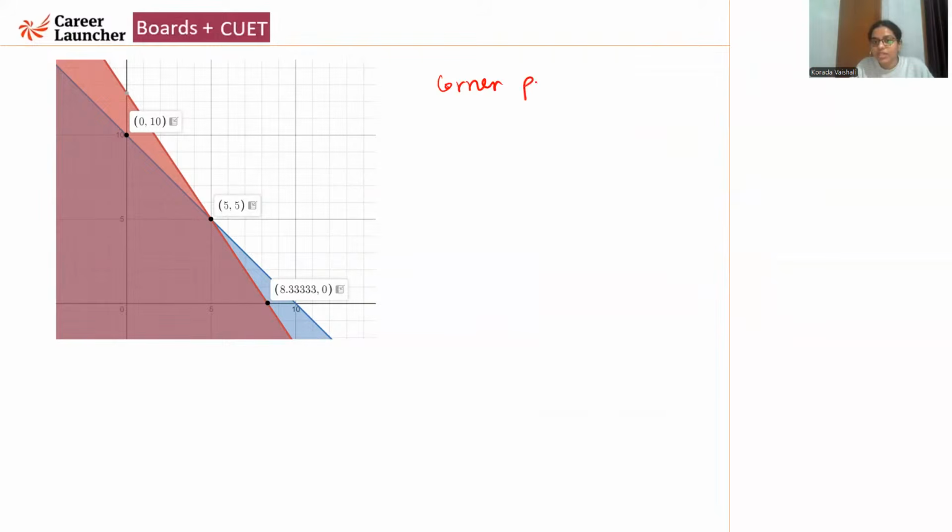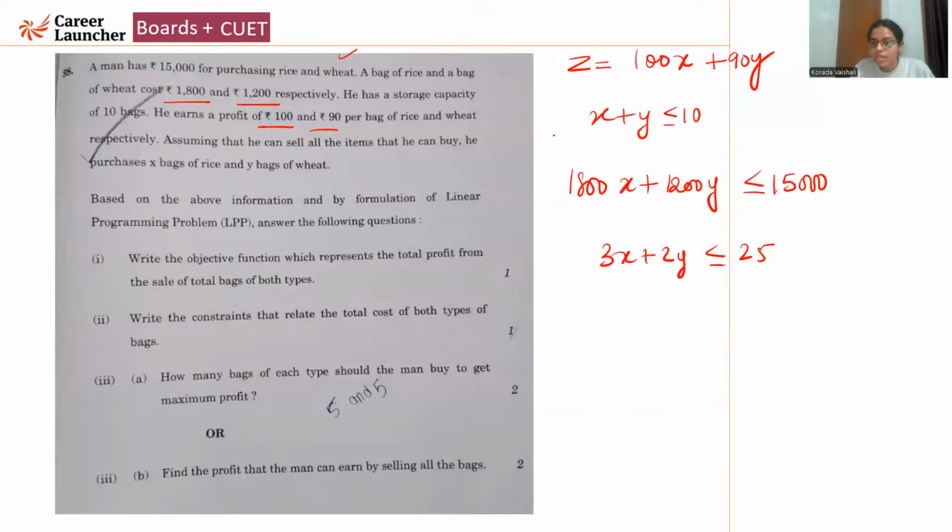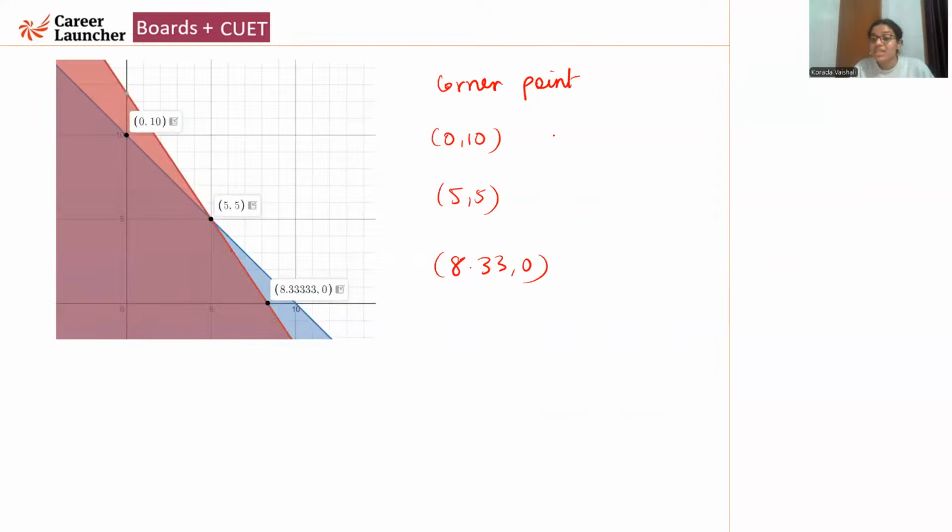सो एज पर दिस आई एम ओनली बॉदर्ड अबाउट द कॉर्नर पॉइंट्स. सो कॉर्नर पॉइंट्स क्या क्या है? 0, 10, 5,5 and 8.33 approximately, 0. आप जब सॉल्व कर रहे होगे कुछ फ्रैक्शन में आया होगा, कीप इट एज फ्रैक्शन, बट यहाँ पे मैं बस कैलकुलेशन कंप्लीट करने के लिए डेसिमल में ले रही हूँ. एंड नाउ यू आर गोइंग टू फाइंड द वैल्यू ऑफ what is the objective function, 100x plus 90y.